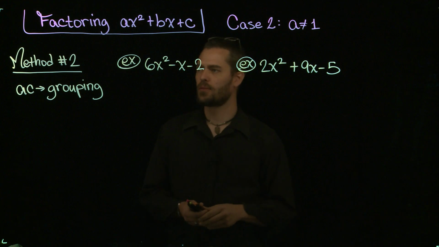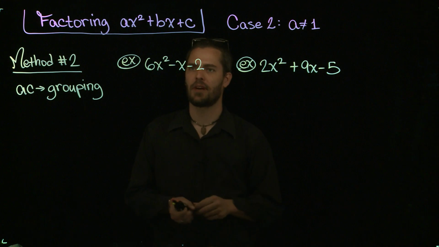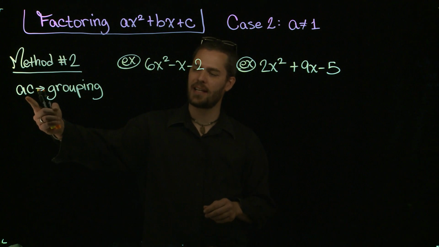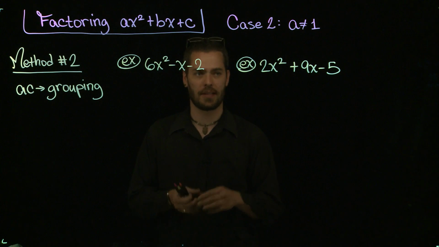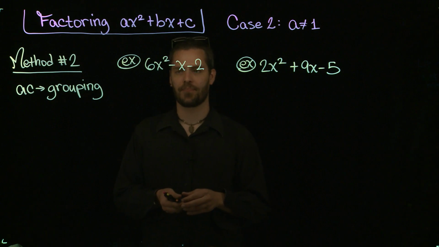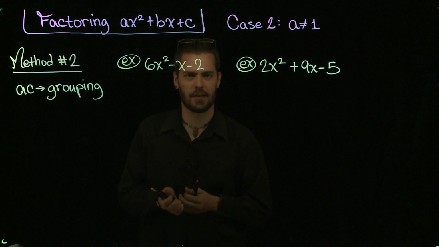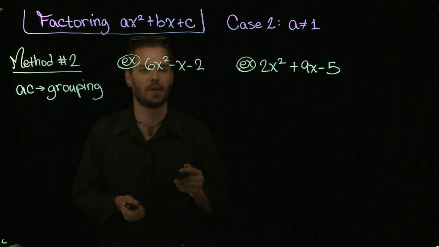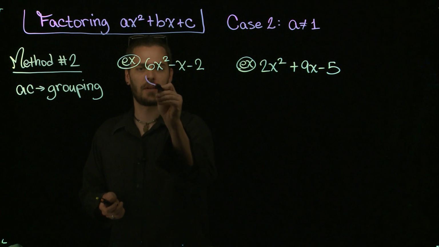Okay, so I'd like to move on at this time to method number 2, factoring by multiplying a times c and then moving into factoring by grouping. And so at the same time, I am going to show what factoring by grouping looks like. So let me just start with this first example, 6x squared minus x minus 2. We did that with method number 1. Now let's watch how it's done with method number 2.